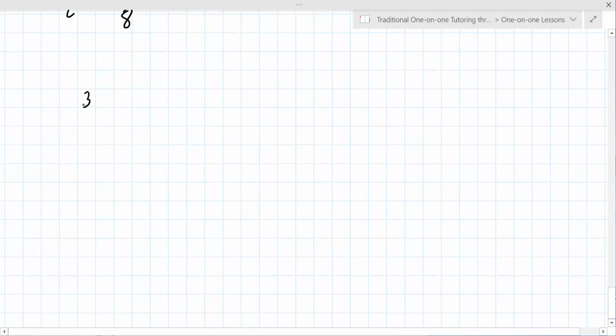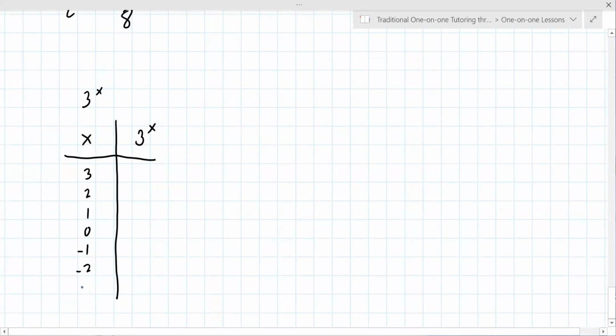So let's do a related one. Let's do 3 to the power of x, and we're going to make a table here. This is 3 to the x. Let's start with x values 3, 2, 1, 0, -1, -2, -3. I want you to take 60 seconds here and see if you can figure this out on your own, please. All right.